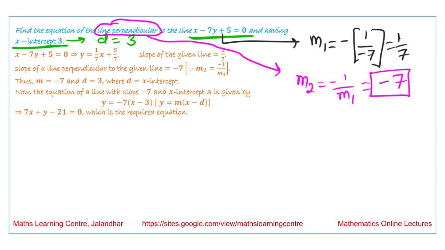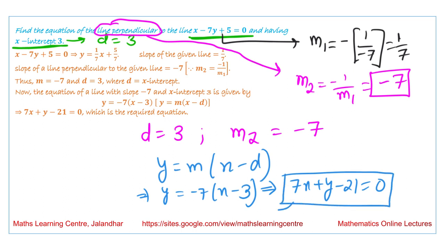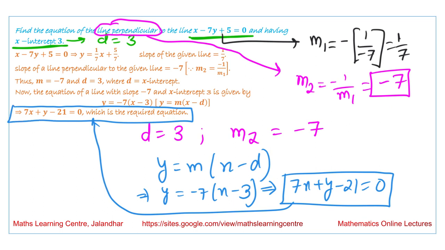So we have obtained two things. One is the value of d is equal to 3 and the value of m2 is equal to minus 7. So the equation of this line we will have is y is equal to m into x minus d. So this implies y is equal to minus 7 into x minus 3. So this implies 7x plus y minus 21 is equal to 0. So this is the required equation of the line which is perpendicular to this given line and it has the x-intercept equal to 3.